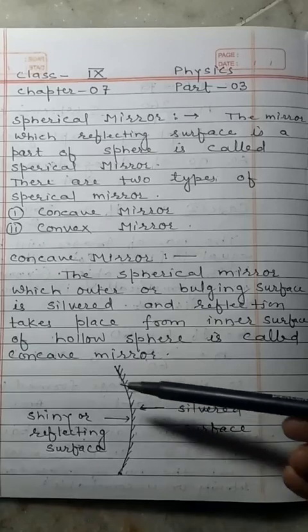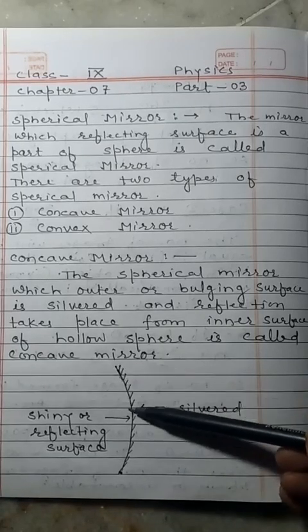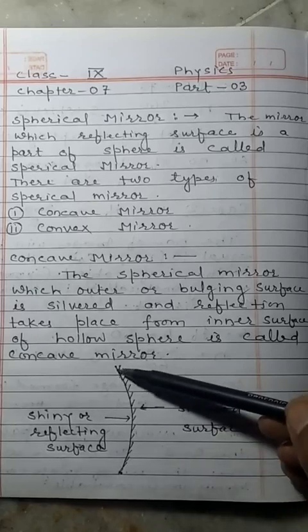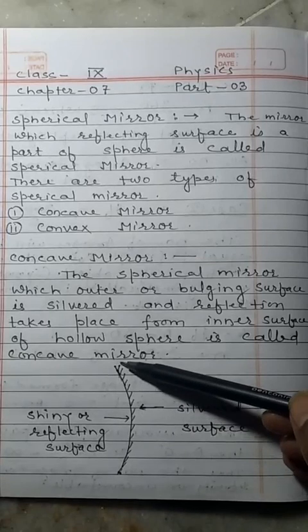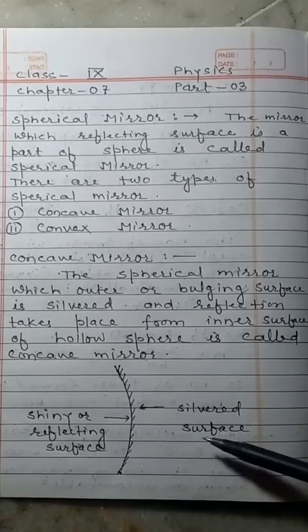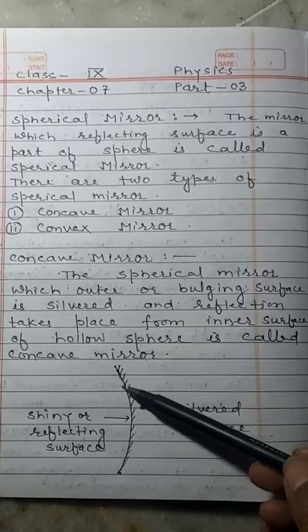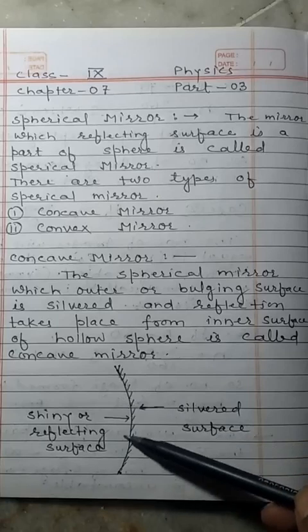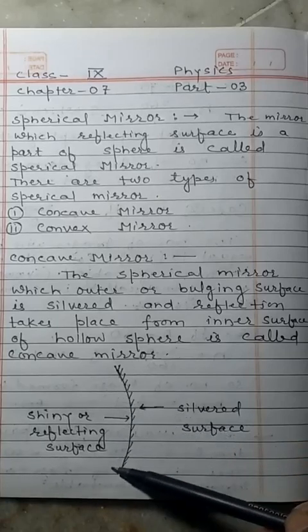See in the figure, this is the part of a sphere. This is the bulging surface or outer surface. The bulging surface or outer surface is silvered and the inner surface is shiny, from which reflection takes place.